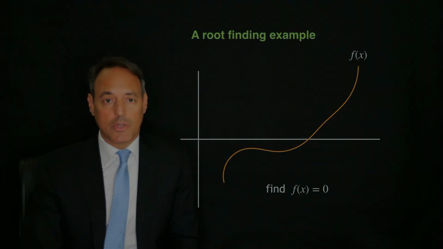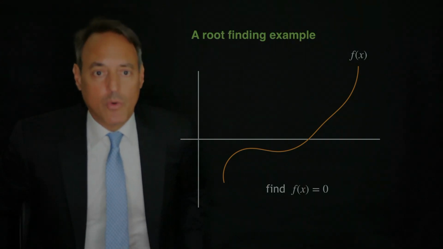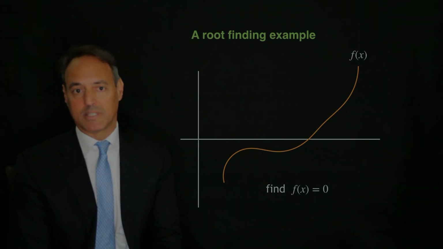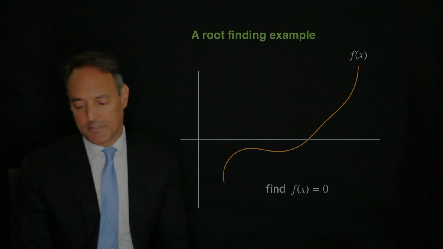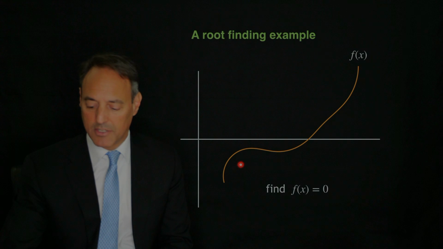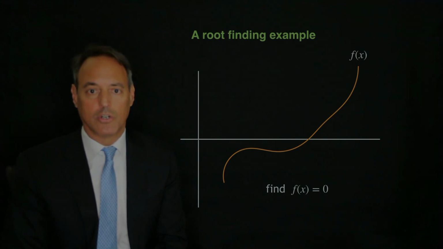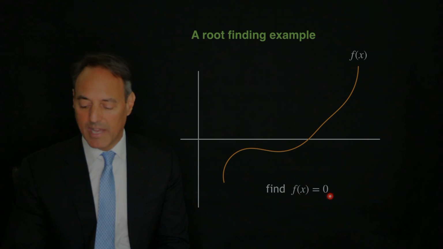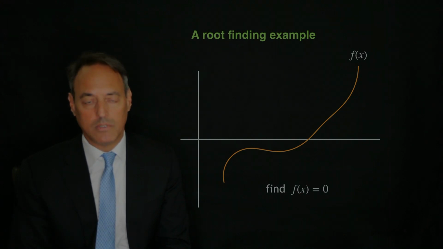Okay, so what I thought I'd do is show you how for loops and if statements work together. We're going to do a simple example of a root finding exercise. What I'm showing you here is there's some function f of x, and here it is, you can see it here. It's this orange curve. And what I'd really like to find is the value of x where this thing is 0.